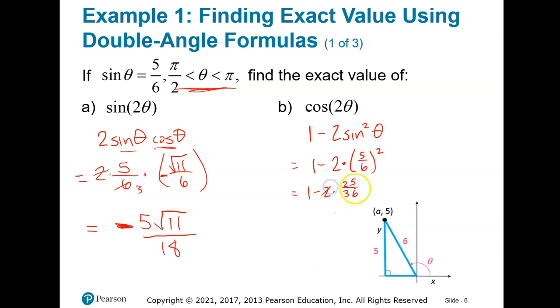All right, and then same thing as before, the 2 and the 36 were reduced to an 18. I have 1 minus 25 over 18. That's 18 over 18 minus 25 over 18. That's negative 7/18. So cosine is also negative. That means when we doubled the angle, we stayed in quadrant 3. We didn't make it into quadrant 4. All right, so cosine's negative, sine's negative, so we are still in quadrant 3.